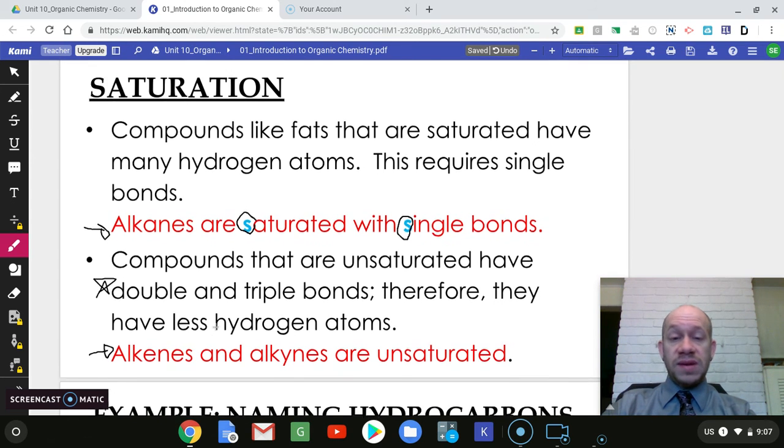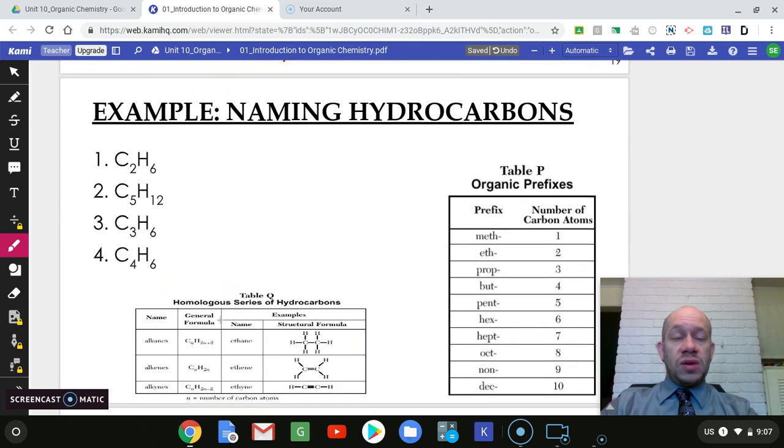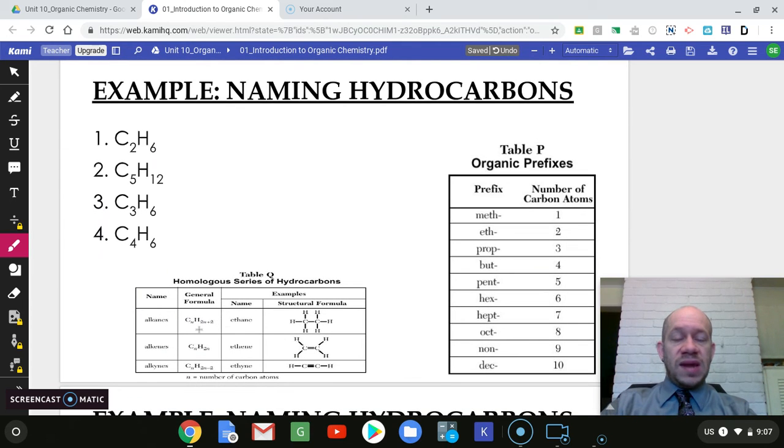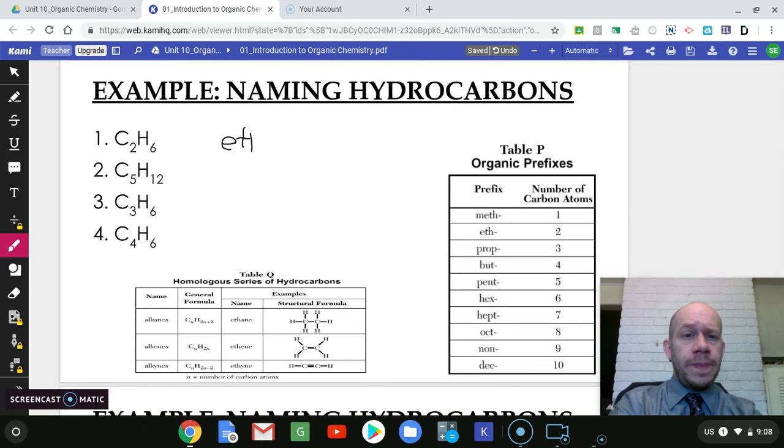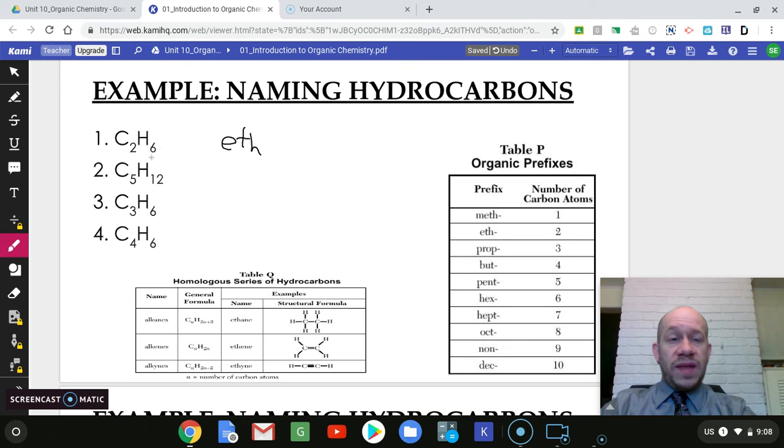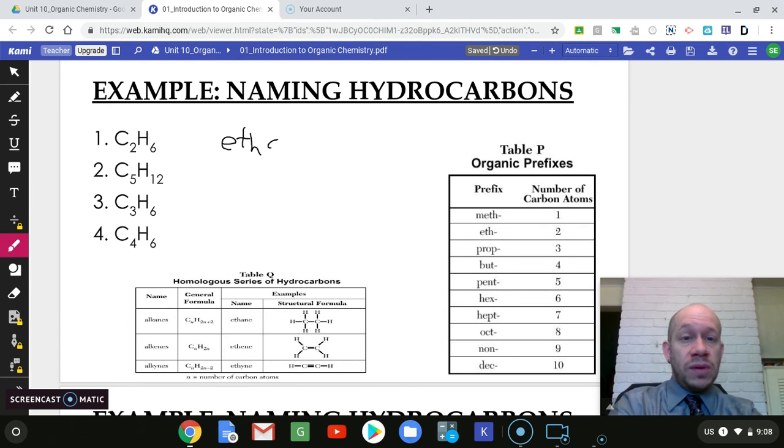So some quick examples I'll do with you. Step 1, to determine the name, count the number of carbons. So there are 2, so we'll use the prefix eth. Then I'm going to count the hydrogens. If they are double the carbons, it's an alkene. So 6 is not double 2. If it's more than double, it's an alkane. 6 is more than double, so it's an alkane. So this would end in ane.